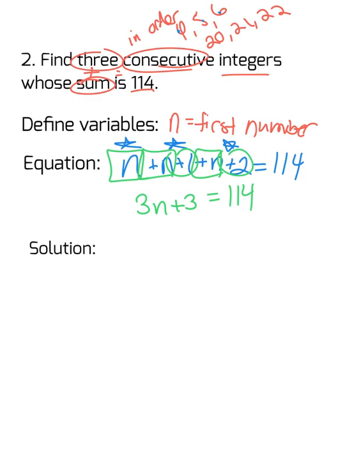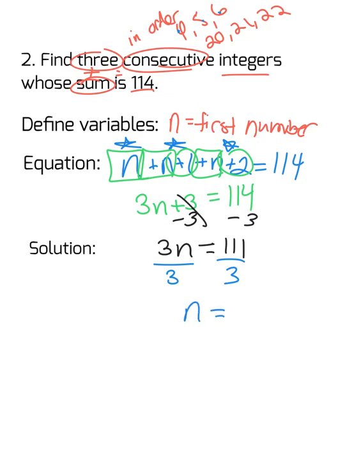I'm going to go ahead and subtract. Let me get a different color here. Subtract 3 to cancel out over here. Bring down my 3n and my equal sign. And 114 minus 3 is 111. Since this is multiplication in the problem, my last step is going to be to divide both sides by 3. My n will equal, with my handy dandy calculator, 37.